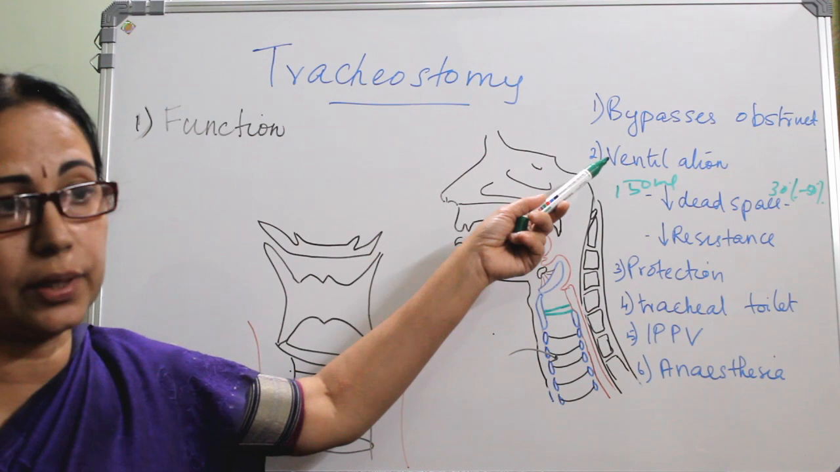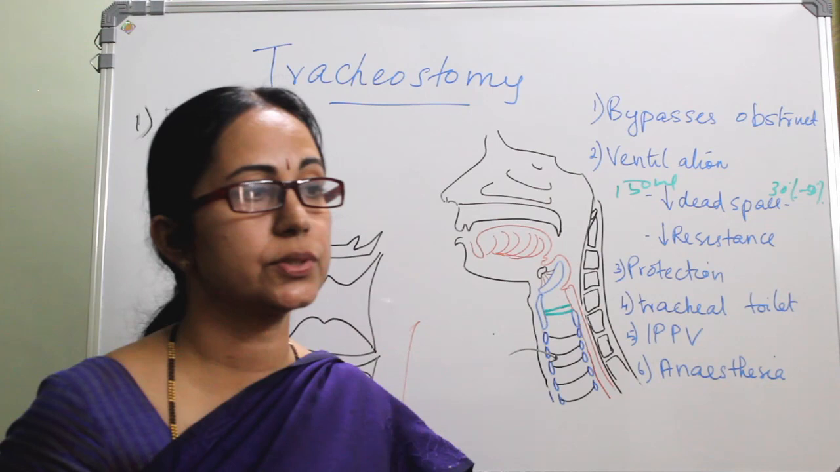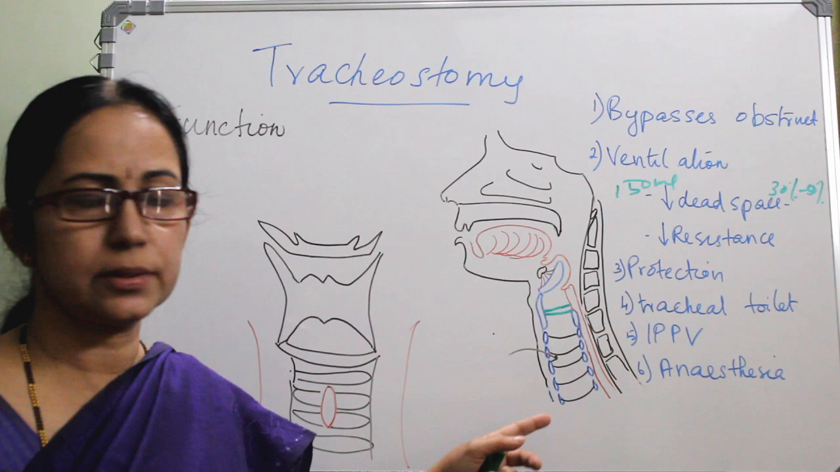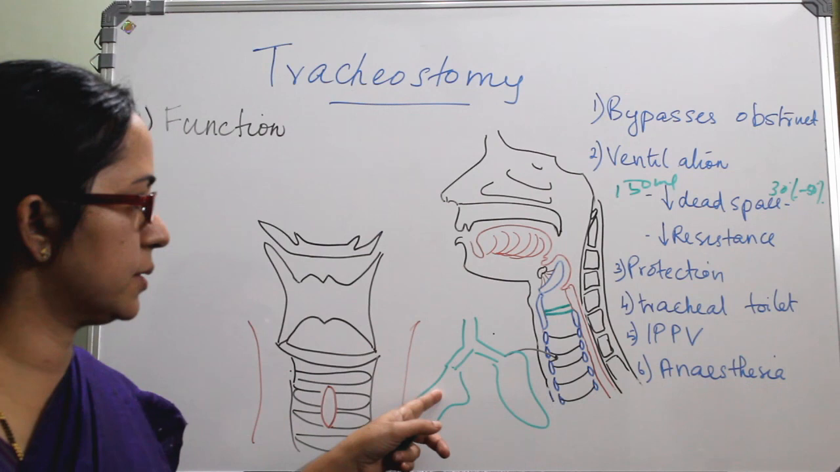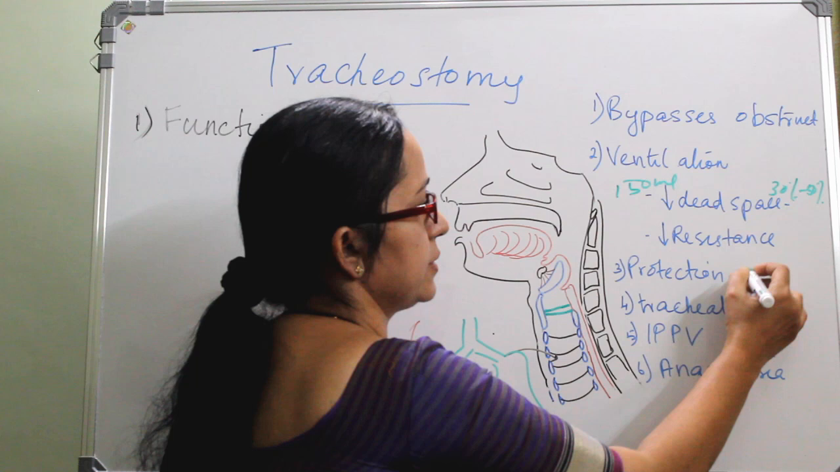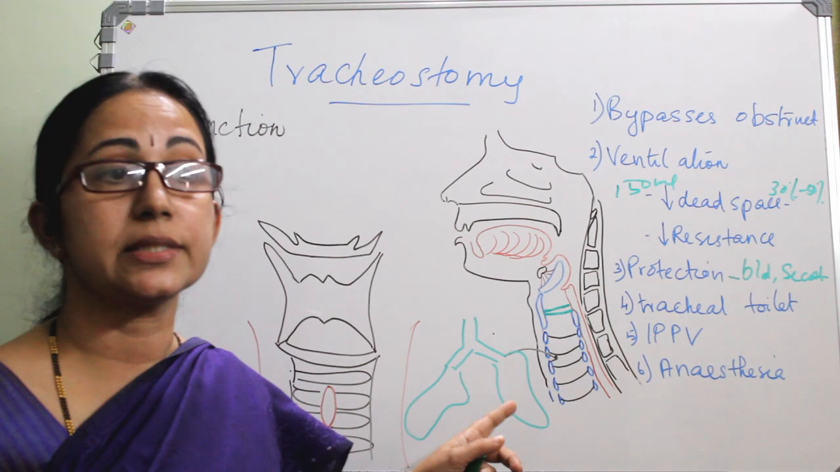The third function is protection of the tracheobronchial tree. What comes below this? There is the lung. This tracheobronchial tree is protected from blood and also from secretions, especially by cuffed tracheostomy tubes.